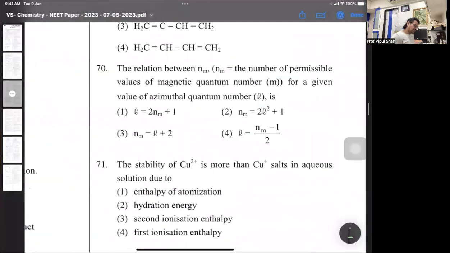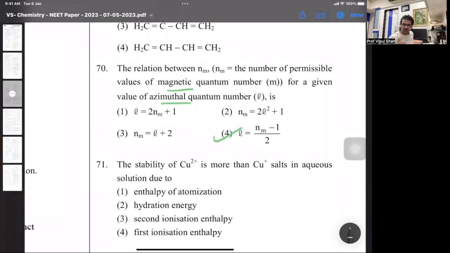Then 70th, the relationship between n, permissible values of magnetic quantum number for a given value of azimuthal quantum number. From the azimuthal quantum number, we can calculate the magnetic quantum number, which is 2L plus 1. Here they have asked exactly the reverse of it. How is the other part related? Then the answer is the D option, the last one. L will be (magnetic quantum number minus 1) divided by 2.